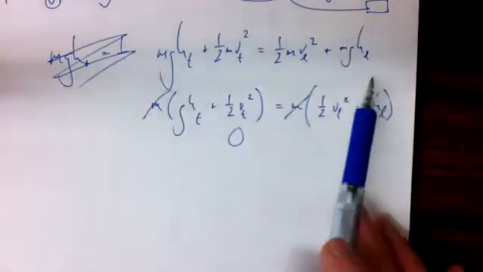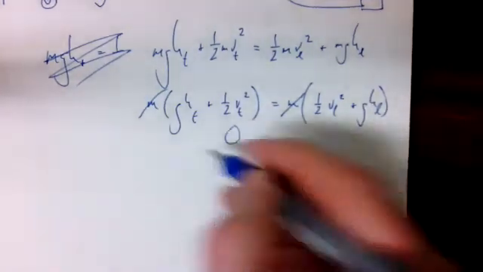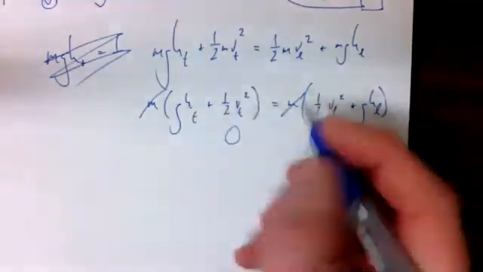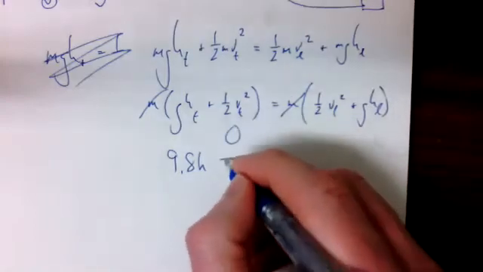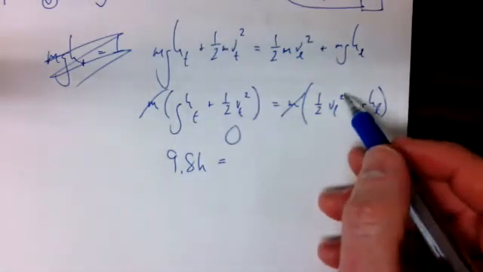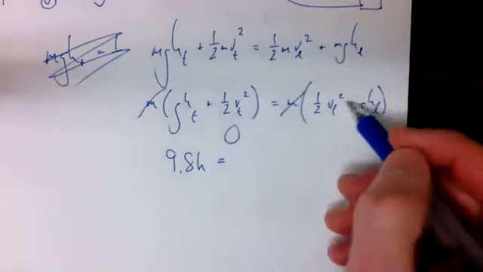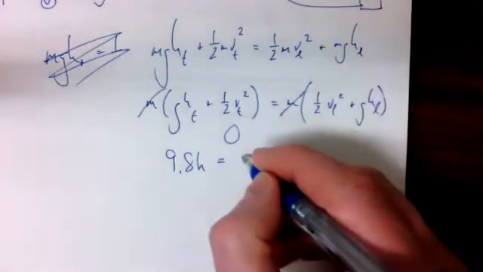Okay, do you want me to keep going with this? Yeah. Okay, so gh here, we don't know the height. That's what we're solving for. So it's 9.8 times H. That's 0, so that's easy. Equals 1/2 v squared. So the speed here is 10. 10 squared is 100. Half of 100 is 50.